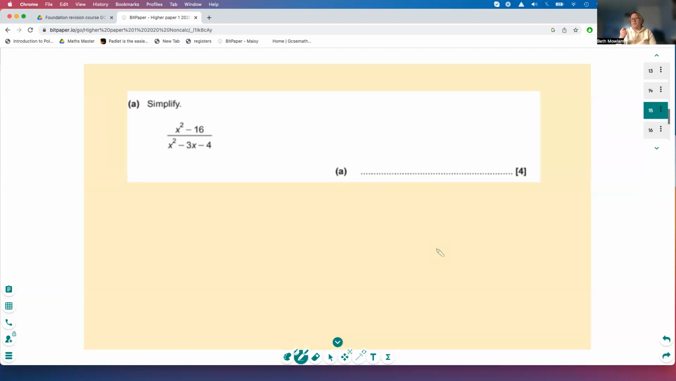So think back, simplify. You must factorize first. So x squared minus 16 is actually a difference of two squares, remember? Because x squared is a square, 16 is a square number, and you're taking them away. So that means we've got a positive and a negative. The square root of 16 is 4, so you've got x plus 4, x minus 4.